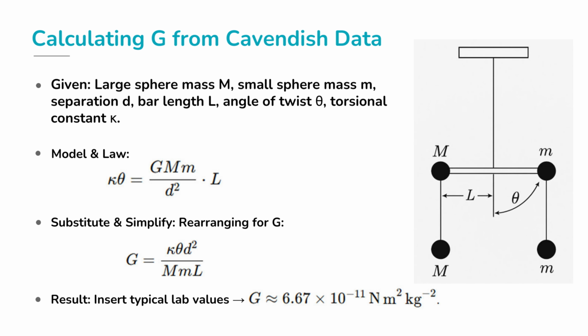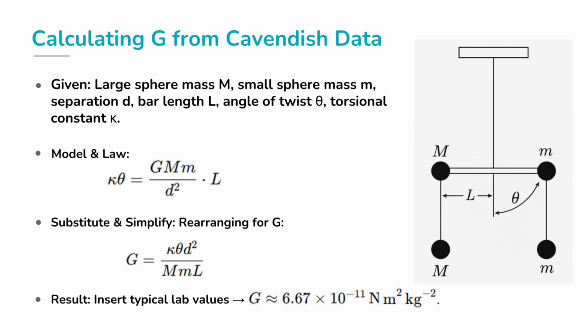Let's apply this. Suppose in Cavendish's experiment, we know the mass of the large sphere M, the mass of the small sphere m, the separation d, the bar length L, the torsional constant kappa, and the measured angle theta. We use the relation G equals kappa multiplied by theta multiplied by d squared divided by M m multiplied by L. If we plug in typical lab values, the calculation comes out close to 6.67 times 10 to the power minus 11 in the correct units.